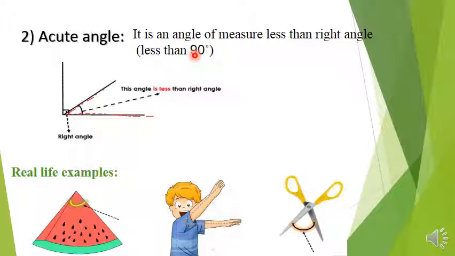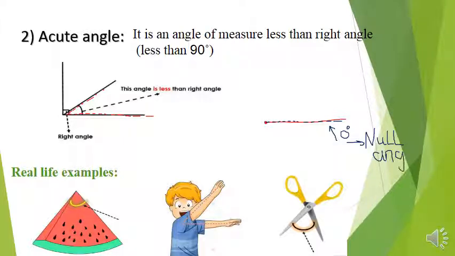But pay attention, its measure is not 0 degrees, because if we have an angle like this, and this is the vertex, and the other side is this one, its measure is 0 degrees. This angle is called a null angle. Okay, if it's closed and its measure is 0 degrees, it's called a null angle.